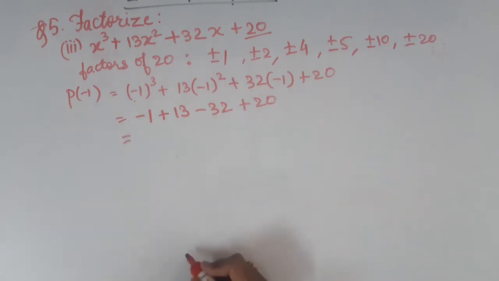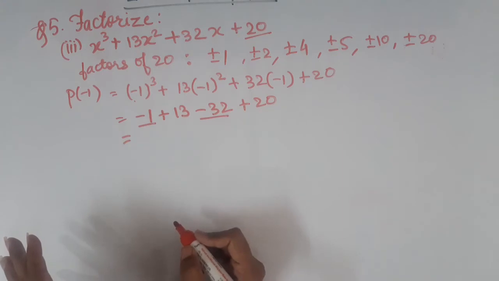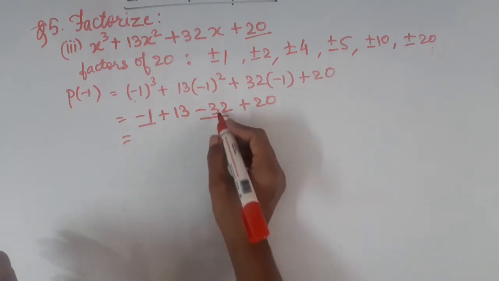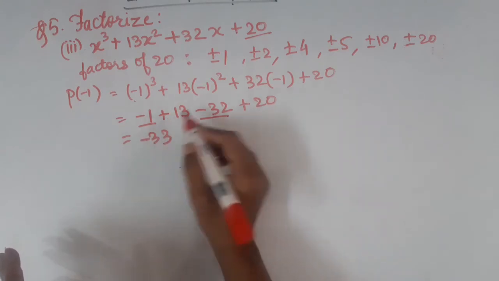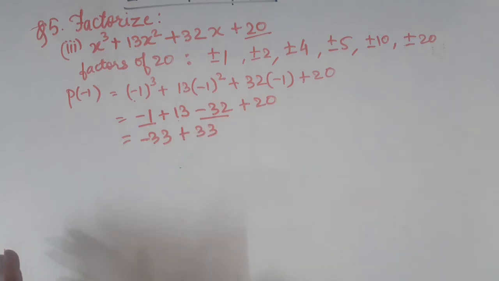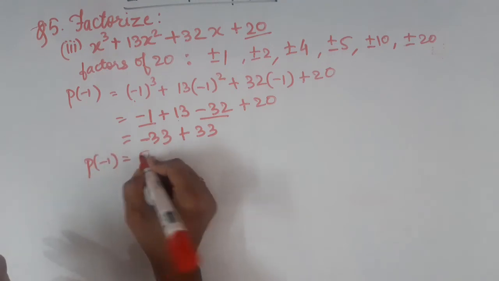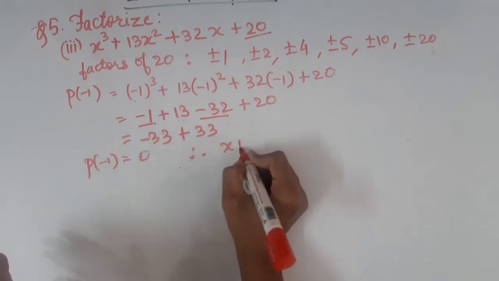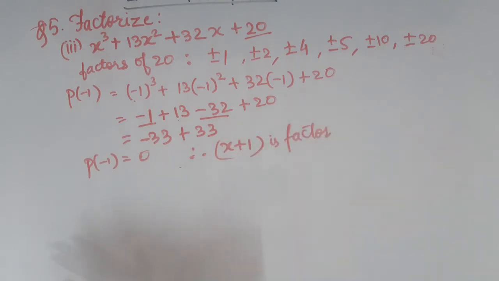Now add the negatives first. Same signs you do first. So minus 1 and minus 32. Same sign, minus minus. So you will add 32 plus 1, 33. But it will have minus sign. Right? Now positive signs you do. Plus 13 plus 20. I will get 33. So minus 33 plus 33, I will get p of minus 1 as 0. Therefore, x plus 1 is the first factor, right?